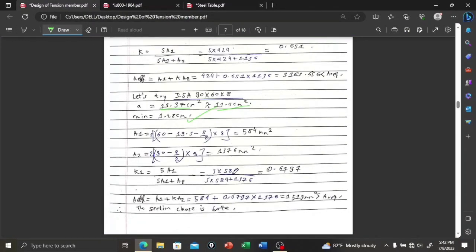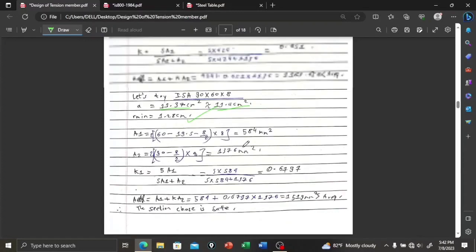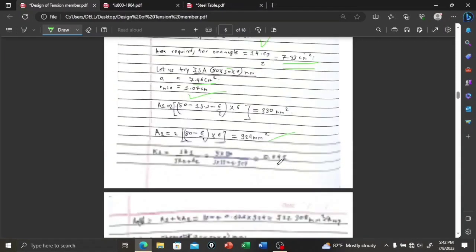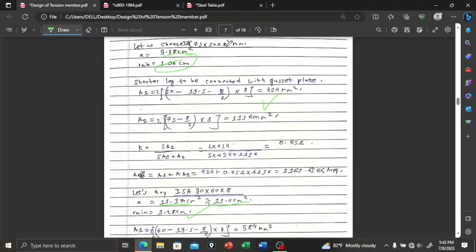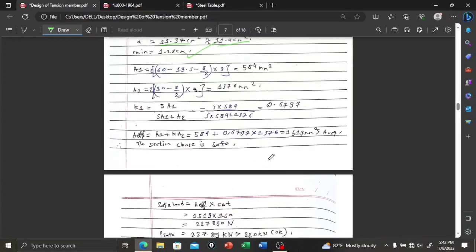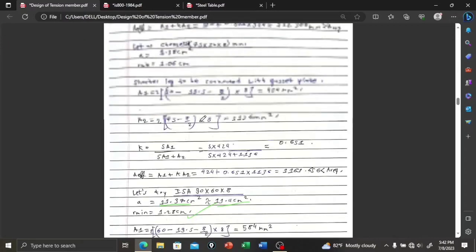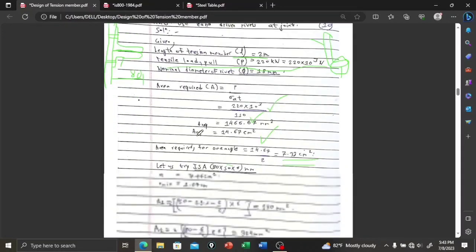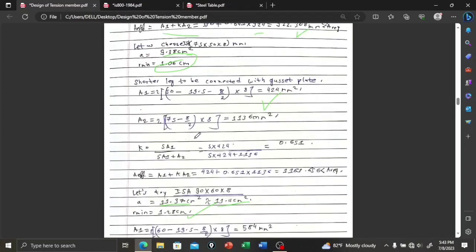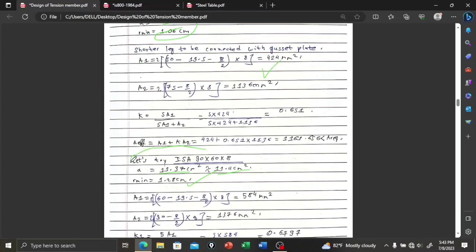So by similar process we get A effective 1519, but required was 1466, but the effective area is 1519, so it is safe. So I have done these 3 trials. So this is trial 1, this is trial 2, and by choosing this section it is trial 3.